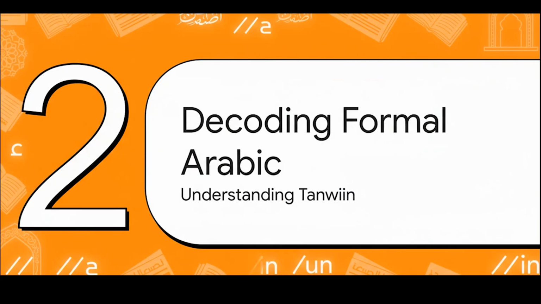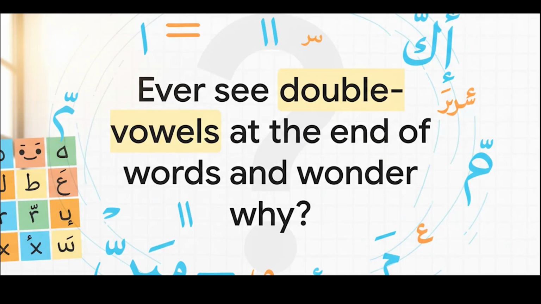All right, let's switch gears to our next topic, tanween. Now, this is something you're almost exclusively going to find in formal or literary Arabic. We're talking news articles, classic literature, and religious texts. It's a grammatical feature that adds this whole other layer of richness to the language. So I bet you've seen this before, right? You're reading something, and you see what looks like a doubled-up short vowel sitting at the end of a word, and you've probably thought, huh? What in the world is that? Well, that's tanween, and we are about to unlock that mystery right now.